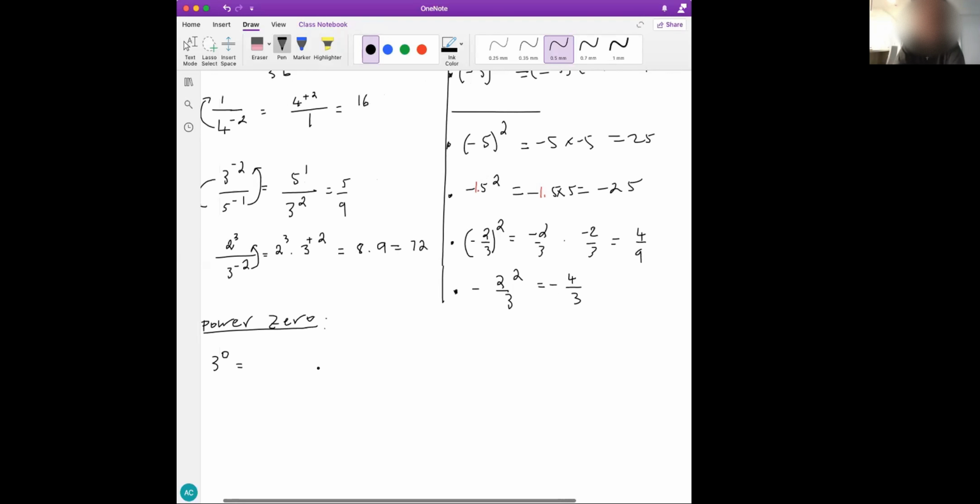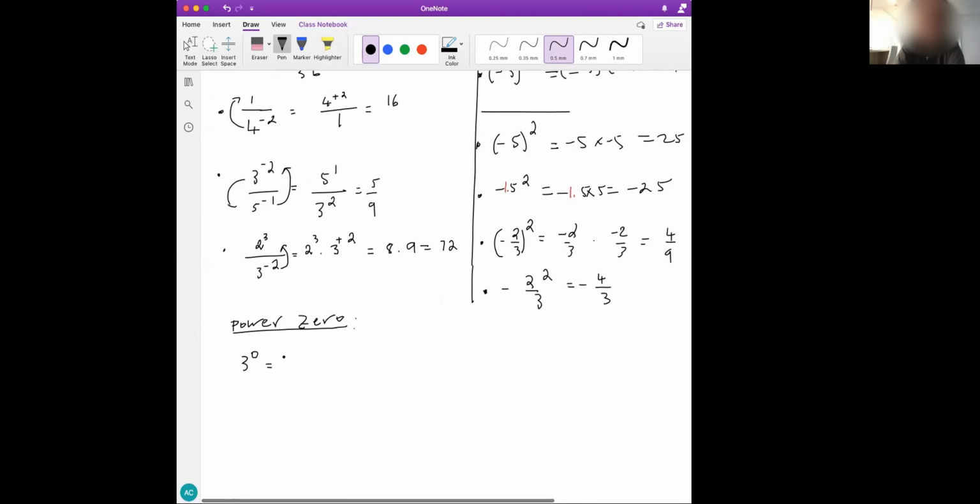Anything to the power 0 is 1. It's always 1. That's a fact, that's a rule. We can prove it later if you want, but just remember that. It's not itself, it's not 0, it's not anything else but 1. Any real number x, could be a decimal, could be a fraction, could be anything, to the power 0 is 1.